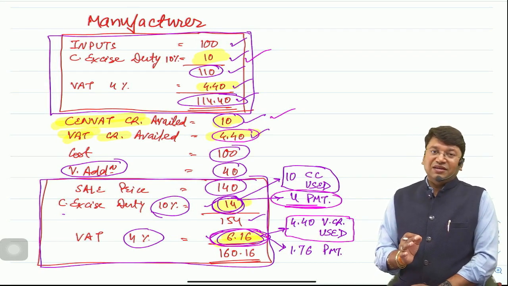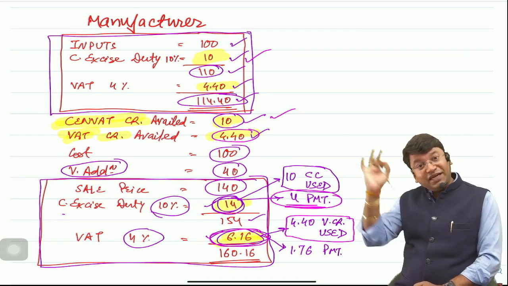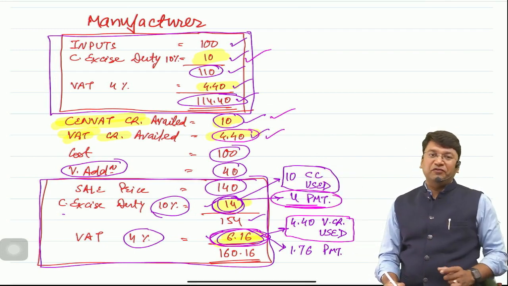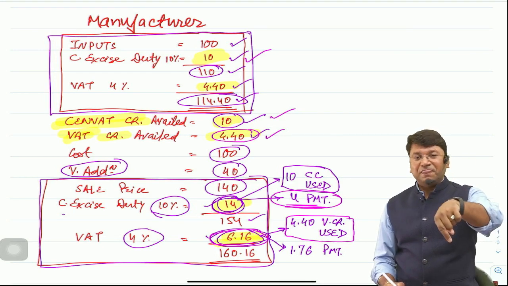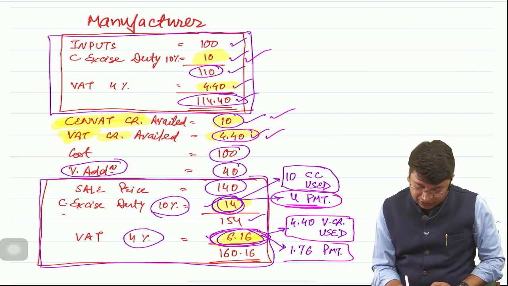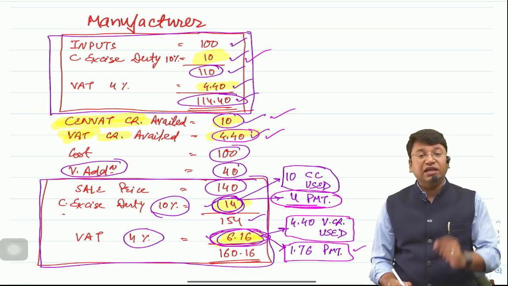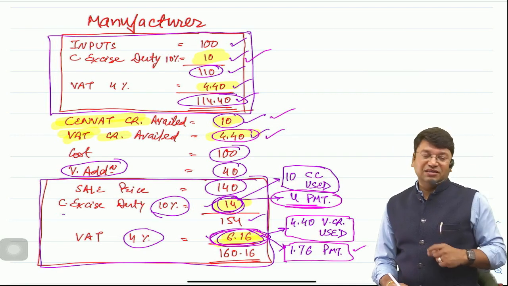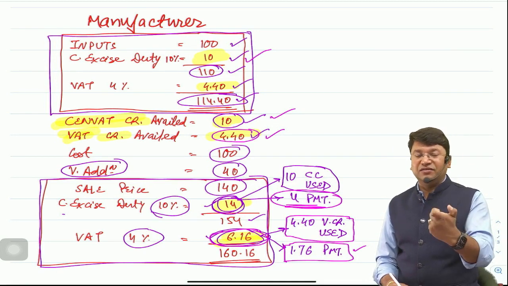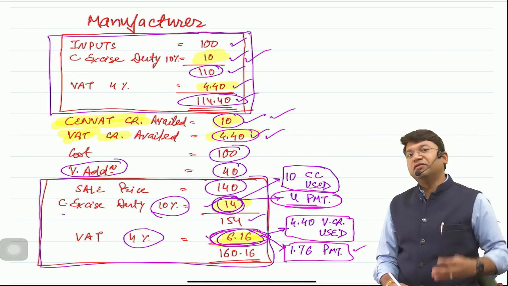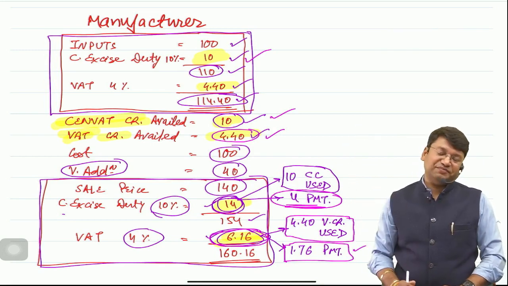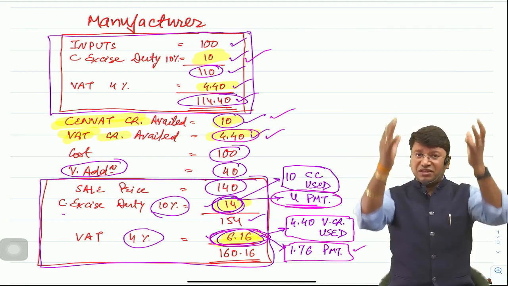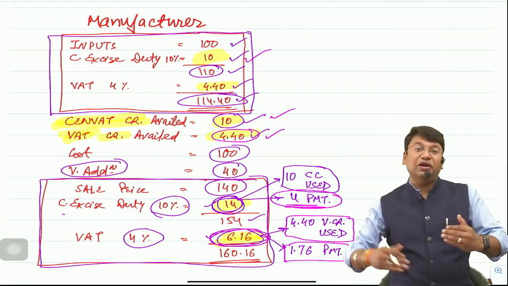6.16 has to be paid to the state government, and as state input VAT credit he has 4.40. He will utilize it, and the remaining 1.76 he will pay to the state government. So ultimately the total 6.16 is paid to the government, by utilizing 4.4 as VAT credit and the remaining 1.76 by bank payment. Clear? So this is how the system runs regarding availment of credit and utilization of credit.